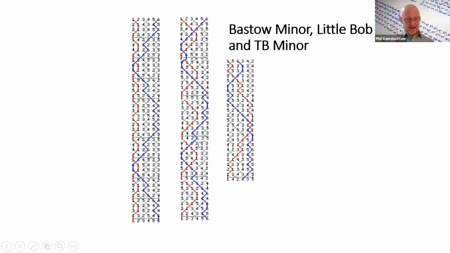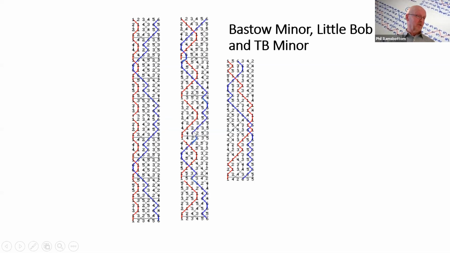Now this method in the center is little bob minor, half of which is identical to Basto, which is why I wrote out the 2 courses of Basto. Now this can be seen if we look at the lower half of both lines. So if you can see where the 6 is on the back there, it's doing what's called a treble bob on the back, just exactly as it's doing in the Basto there.